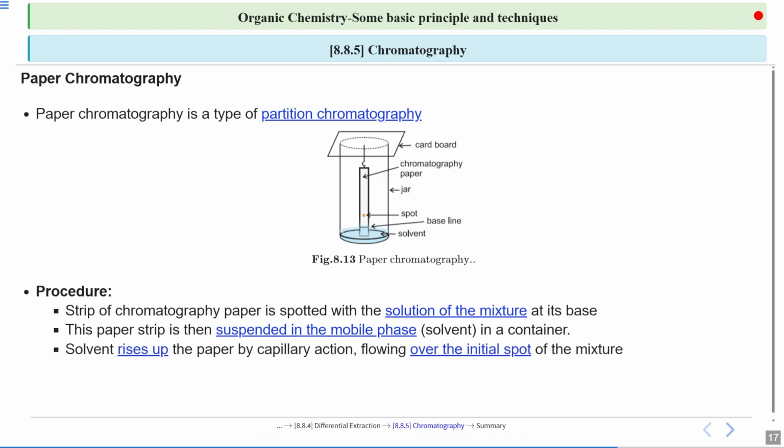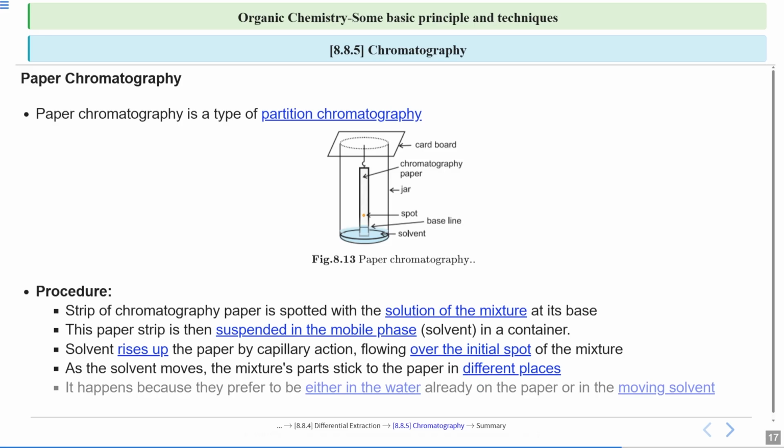As the solvent rises up the paper by capillary action, it moves over the initial spot of the mixture. This movement is key because it allows the components of the mixture to start separating based on their interaction with the paper and the solvent. Then, as this process continues, different spots are observed on the chromatography paper. This differential sticking is what allows us to separate and identify the components.